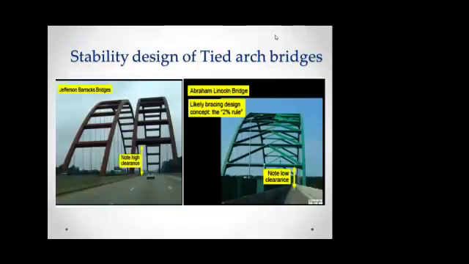You can see in the Jefferson Barracks bridge, there is no bracing; they did not use this concept of the 2% rule. They have more clearance, but there is a disadvantage to this method. In the Abraham Lincoln bridge, you can see that low clearance will be there, and likely the bracing was designed using the concept of the 2% rule. So this is the stability design of the tied arch bridge, when it is not used, and then when using the 2% load.